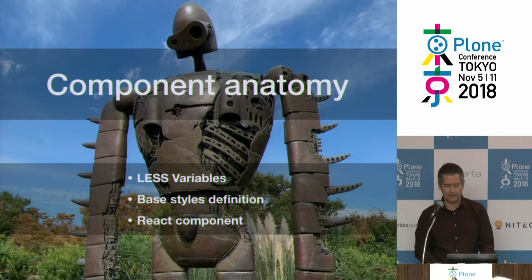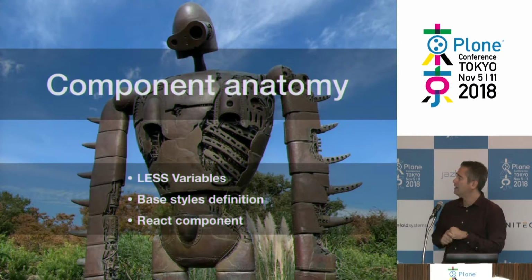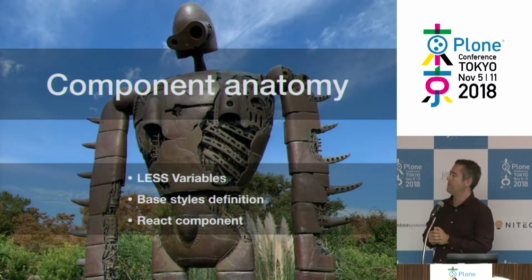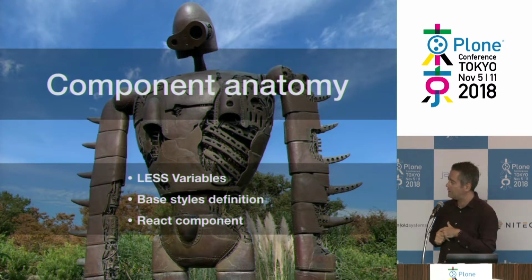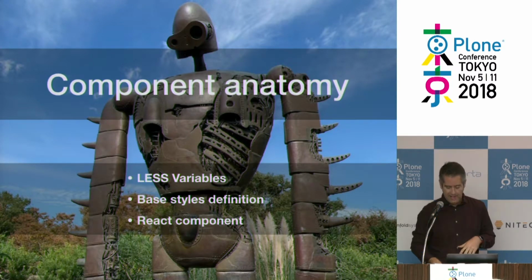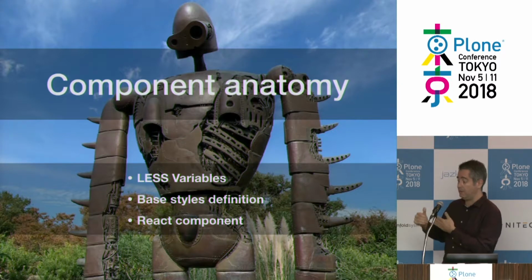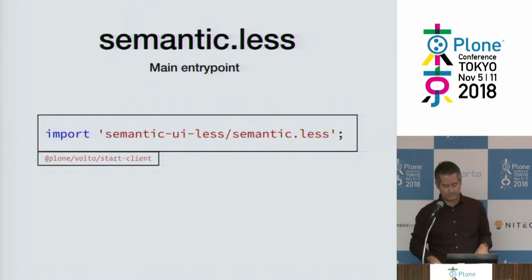So after this, which is the component anatomy? The component anatomy consists of 3 parts. Each component that you have already seen has the LESS variables, the base styles definition, and the React component itself. So we have these 3 things available, and we should replicate them if we create new components as well.